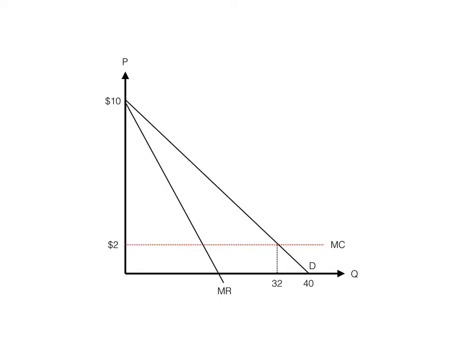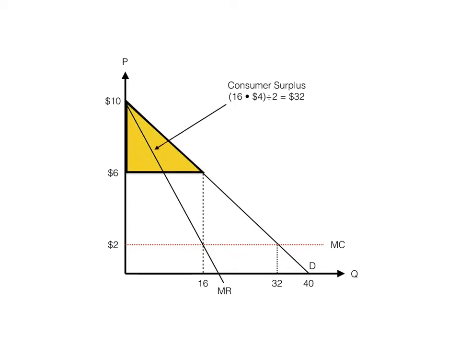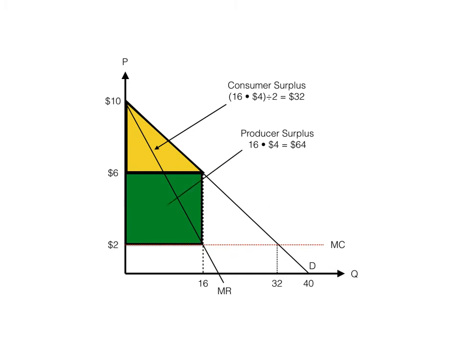Now, we know that a firm that's a price searcher is going to set marginal revenue equal to marginal cost, and so this firm here is going to reduce output to 16 units, charge $6 a piece. It's going to earn some economic profit. The consumer surplus here is $32. The producer surplus is going to be $64.